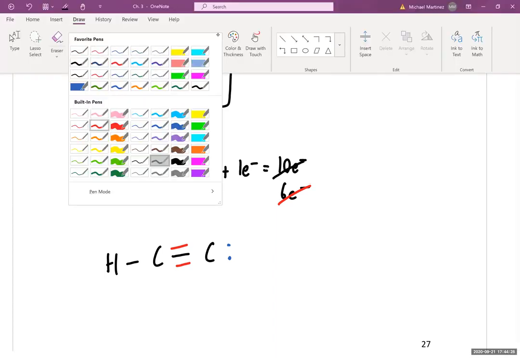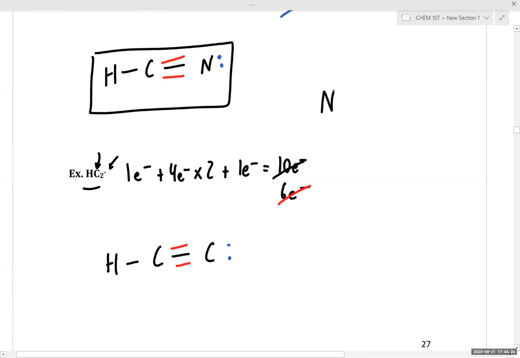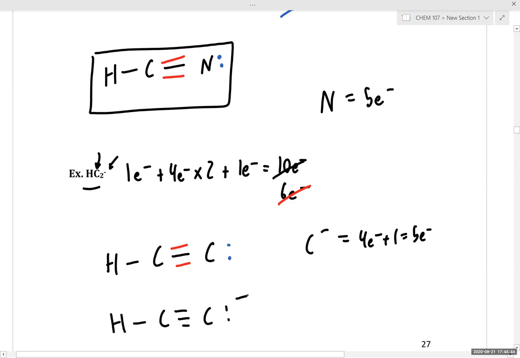If you're drawing the structure by analogy, you may notice that nitrogen has 5 electrons, and carbon minus has 4 electrons plus 1. It also has 5 electrons. This is going to be a bit of a precursor to our formal charge assignments, but yes, the carbon does have a negative formal charge.